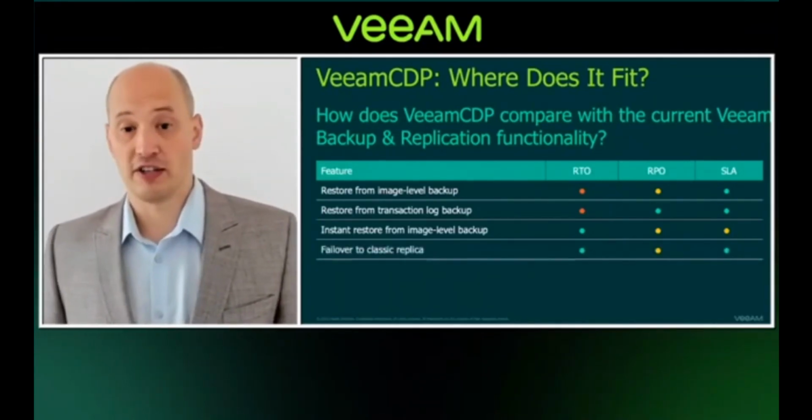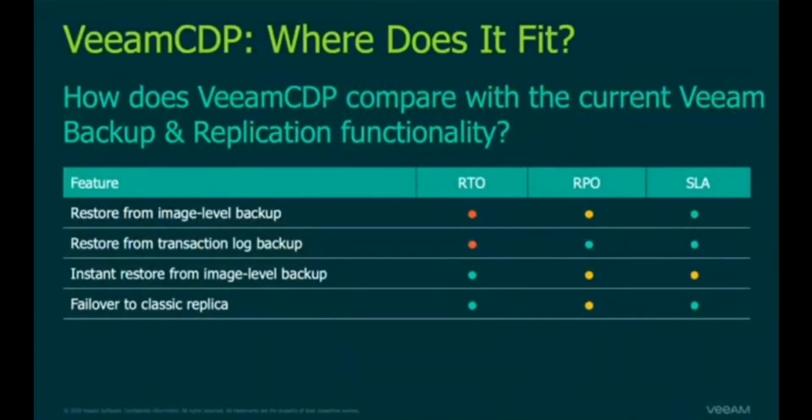Now, fail over to classic replica. Again, RTO is in green because it's very fast. We just power on the replica VM. RPO, again, is defined by the classic way of doing backup with VMware snapshots. Again, the customer is backing up, replicating every 15 minutes. Still, you can go down to seconds. SLA is always in green for replicas because it's primary storage.